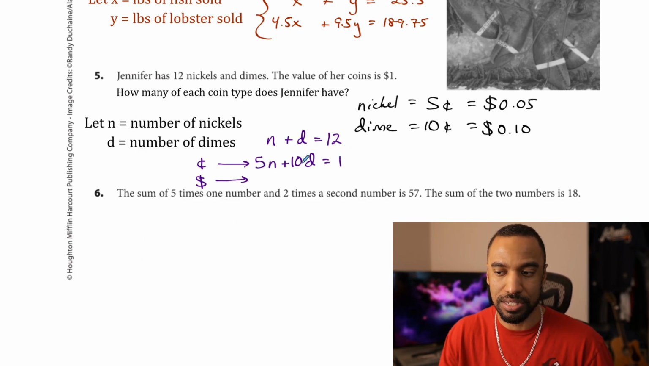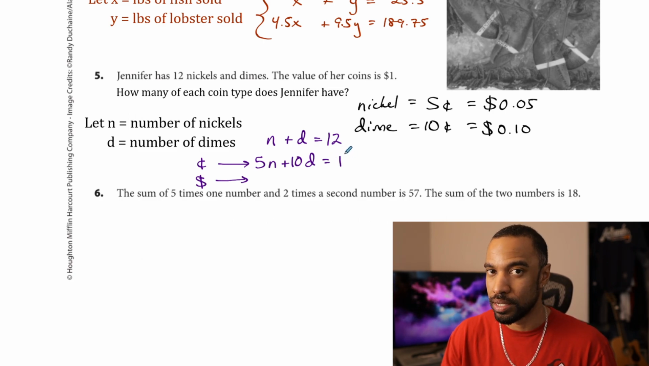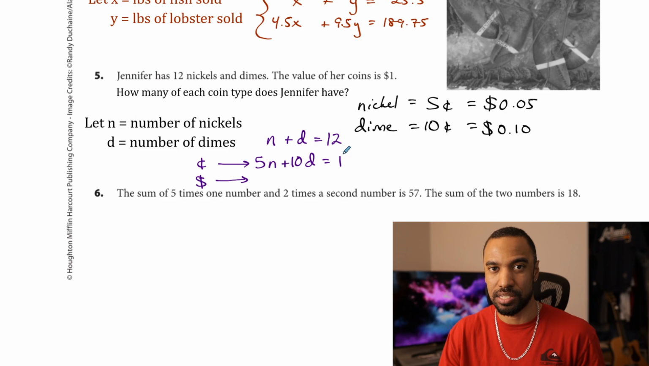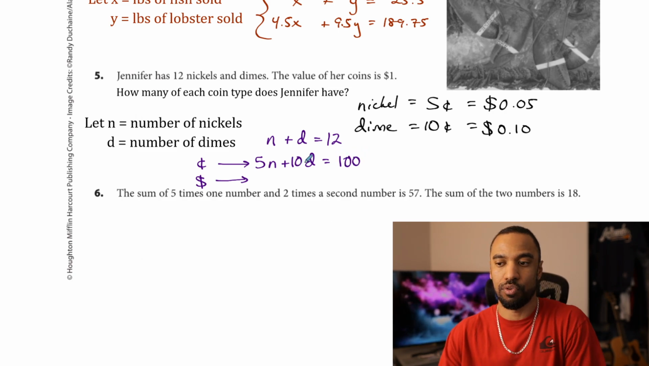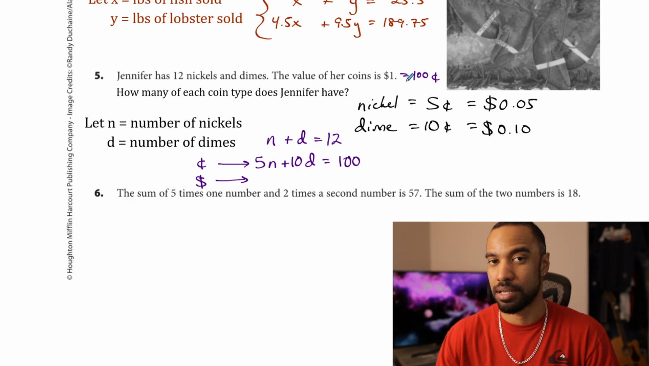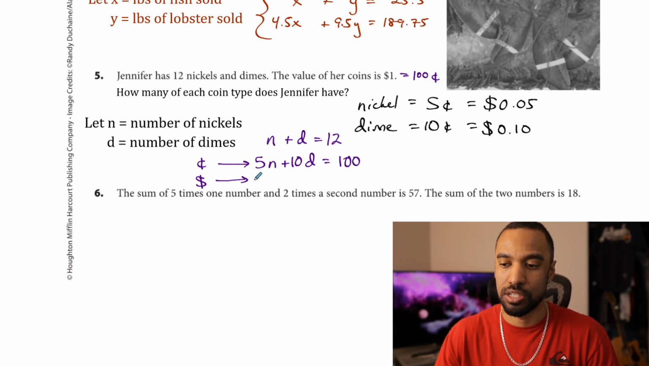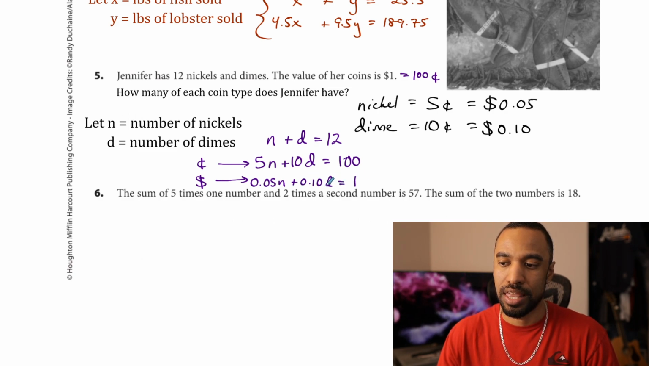This total unit is cents and this is cents. It doesn't equal 1 cent. It equals $1, which is how many cents? That would be 100 cents. So if you want to write an equation in this format, that's fine, but you have to convert this into 100 cents. That is a must for this. Or you must do it in the dollar realm, which is 0.05N plus 0.10D equals then $1.